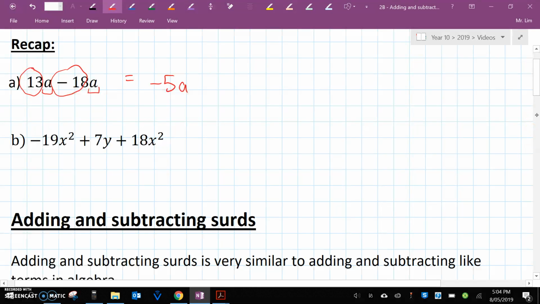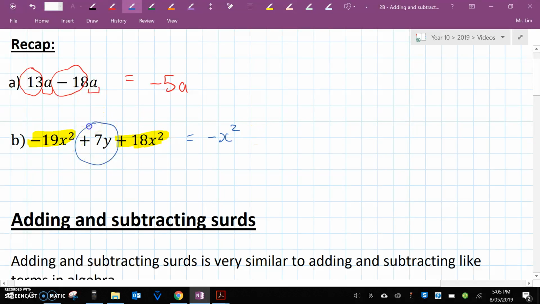In question B, we have minus 19x squared plus 7y plus 18x squared. The only two like terms here are minus 19x squared and positive 18x squared. So we can only add and subtract those two terms. Minus 19x squared plus 18x squared. Well, minus 19 plus 18 is minus 1. So we have minus 1x squared. There's no need to put the 1 in front of the x squared.